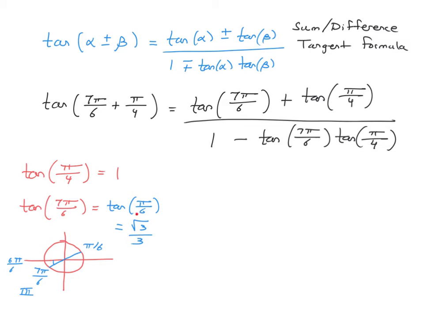I now know these two angles for tangent. I'm going to put this information into this formula. We have that this is equal to root 3 over 3. That's what tangent of 7 pi over 6 is equal to. I'll add 1 to that, and divide by 1 minus, okay, this is still equal to root 3 over 3, and this is equal to 1, so I only need to put root 3 over 3 here.